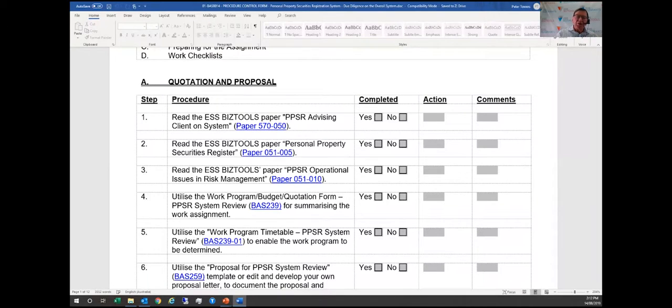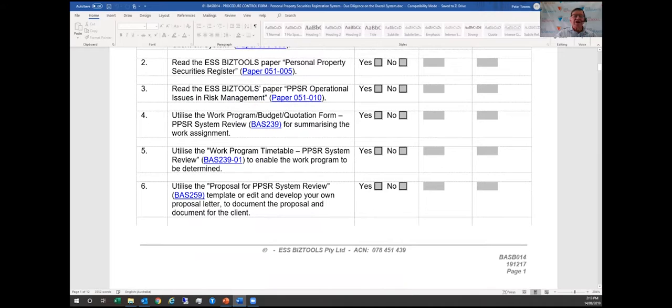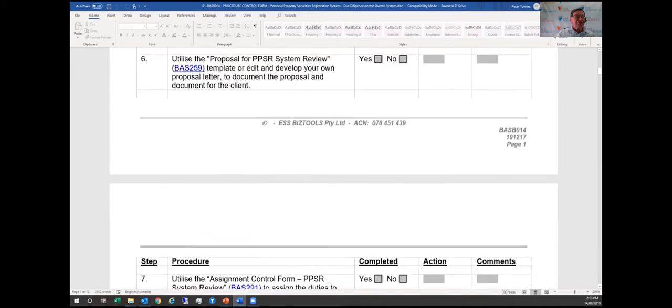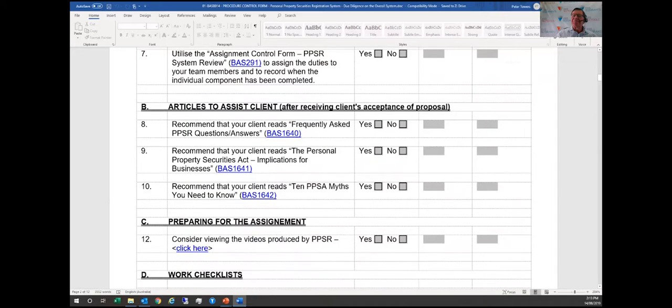Section A is the quotation and proposal, and this gives you an indication of some of the material that I suggest the people who are going to be working on PPSR due diligence reviews for your clients read, so that they are familiar with all aspects. We've also included a proposal template and a quotation template that you can use if you wish.